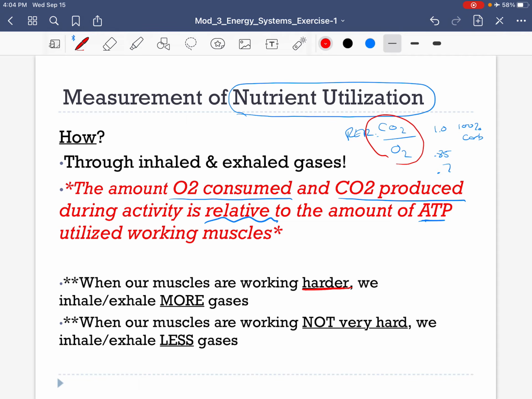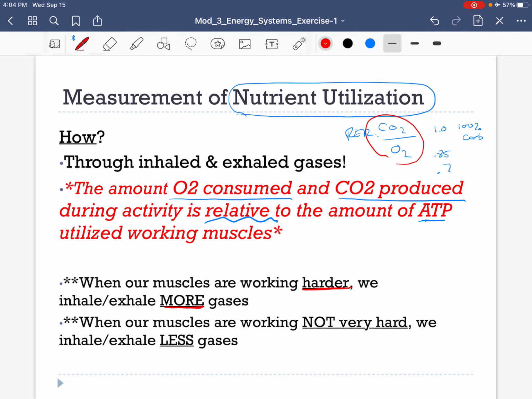When our muscles are working hard, we inhale and exhale more gases. I mean, when you exercise, doesn't your respiratory rate go up? The number of times you breathe in and out per minute? Of course. Why? Have you ever just stopped to think about that? Why do I breathe heavier when I exercise? Because your body's trying to bring in more oxygen, because the muscles need it. So when a muscle's working, we bring in more oxygen. And as a result of bringing in more oxygen, as a result of producing ATP as a fuel source, we produce CO2 that has to be breathed out.